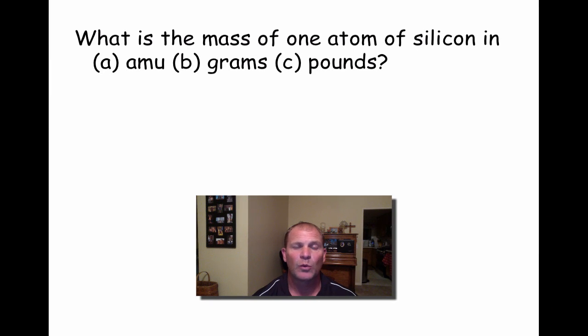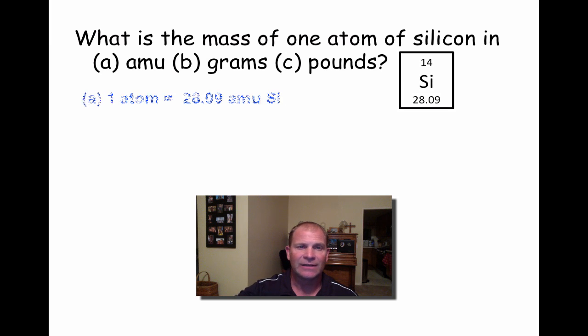This problem reads, what is the mass of one atom of silicon? First of all, in AMUs, second of all, in grams, and then thirdly, in pounds. So first of all, we go to the periodic table and look at silicon. Now, that mass, 28.09, we're talking about the mass of one atom, that's in AMU. So one atom of silicon weighs 28.09 AMU.